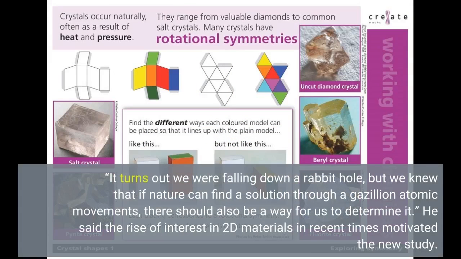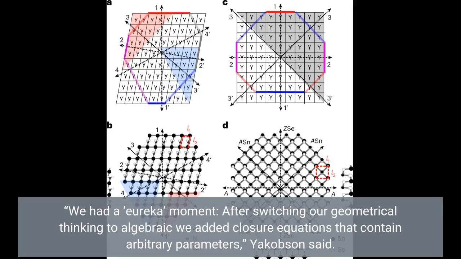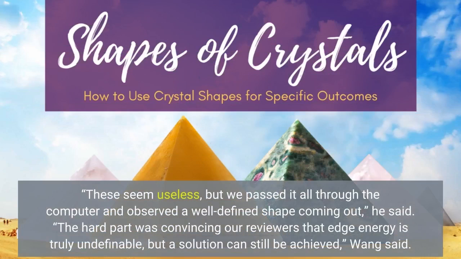It turns out we were falling down a rabbit hole, but we knew that if nature can find a solution through a gazillion atomic movements, there should also be a way for us to determine it. He said the rise of interest in 2D materials in recent times motivated the new study. We had a eureka moment. After switching our geometrical thinking to algebraic, we added closure equations that contain arbitrary parameters, Yakobson said. These seem useless, but we passed it all through the computer and observed a well-defined shape coming out, he said.